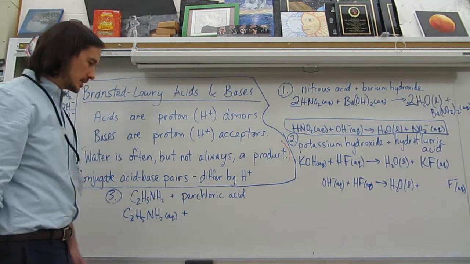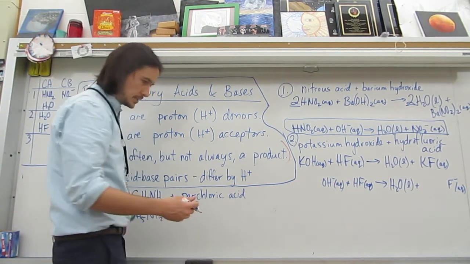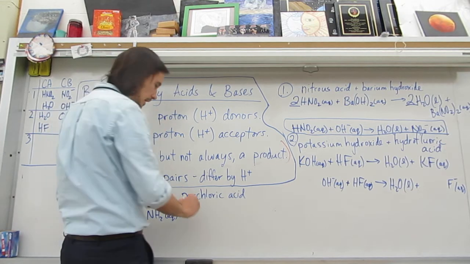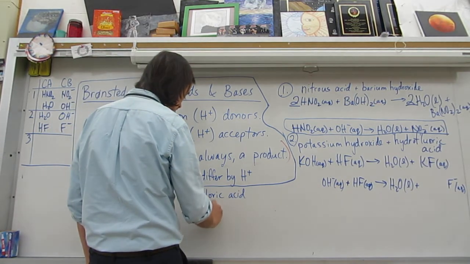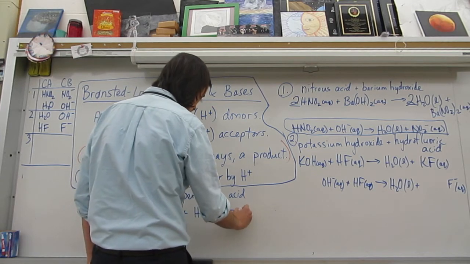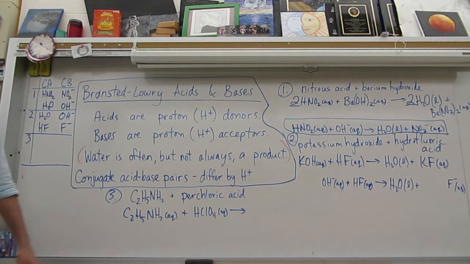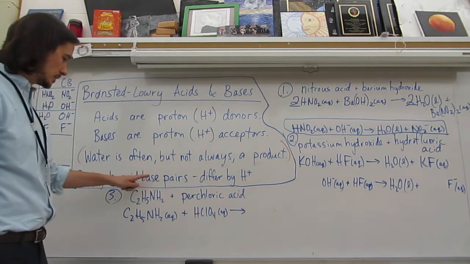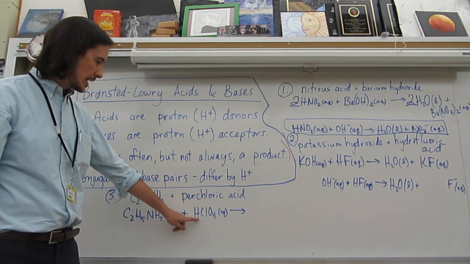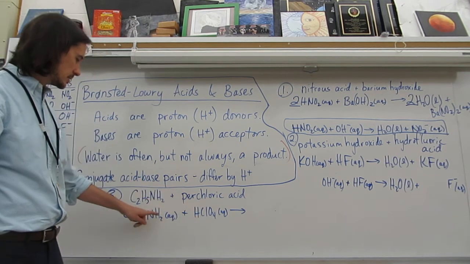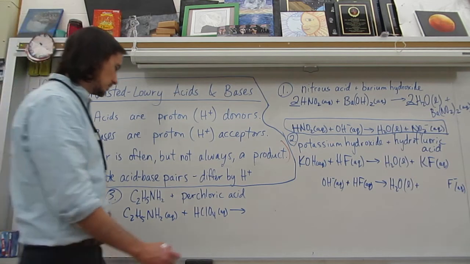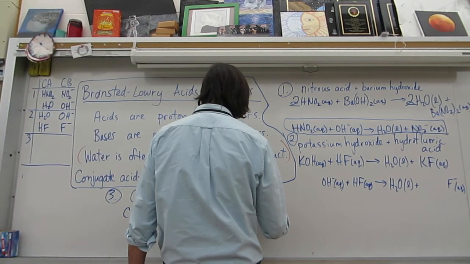And perchloric acid. So perchlorate is ClO4 minus 1, so 1 hydrogen. These two are going to react. The acid is going to donate a proton to the base. And in this case, you're going to have the H plus stick to this, and then you would have a ClO4 minus. So it looks something like this.